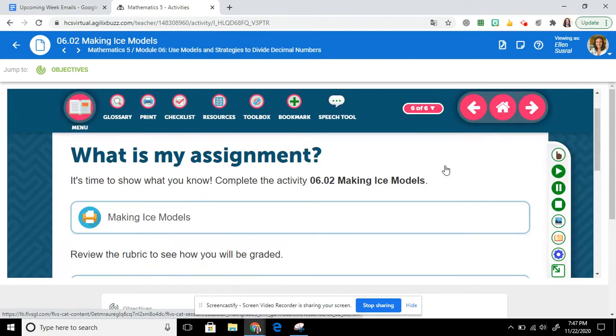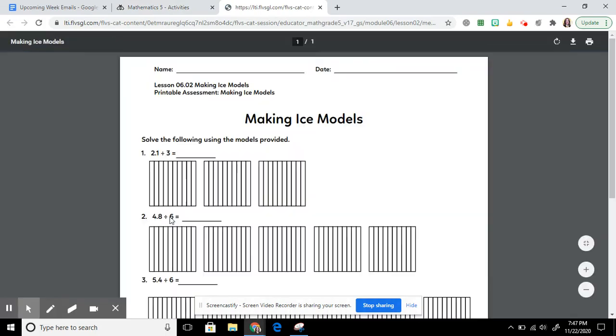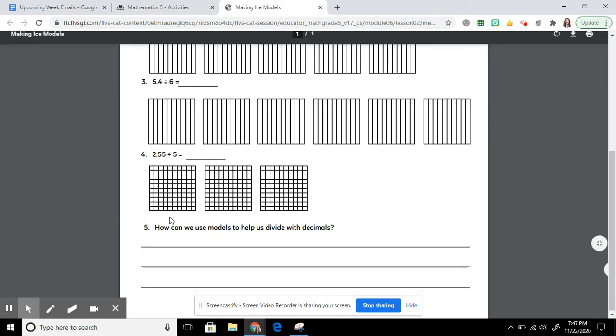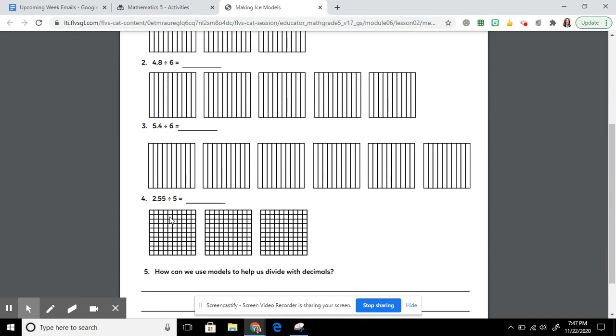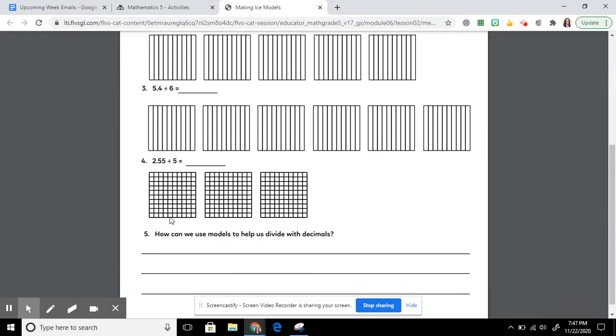So first, I'm going to go to page 6, which is my assignment page, and open up the worksheet, Making Ice Models. For this worksheet, it's a 1-page worksheet. It's 5 questions long. Numbers 1 through 4, you're solving the division problems using the area models. And then number 5 is a short answer: How can we use models to help us divide with decimals?